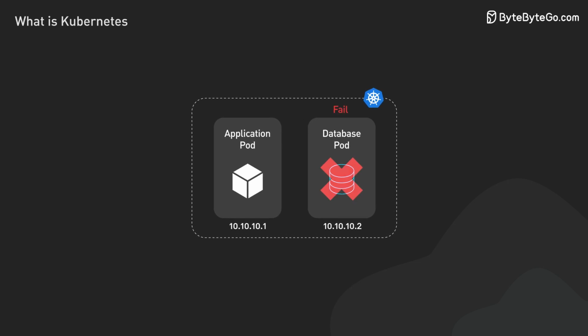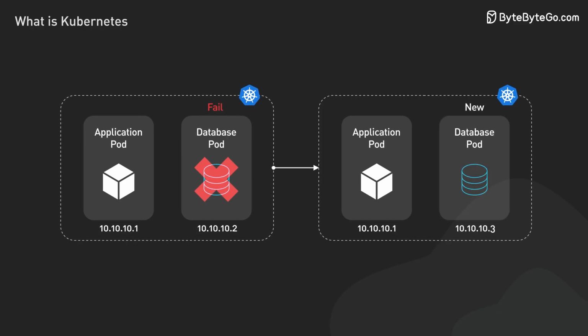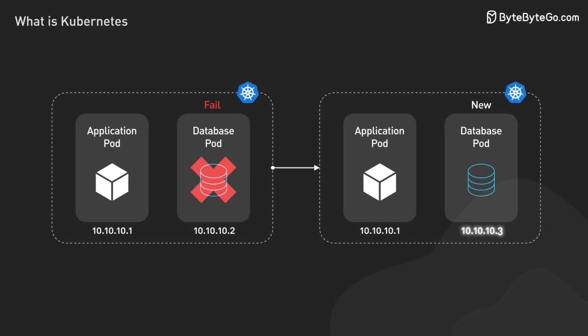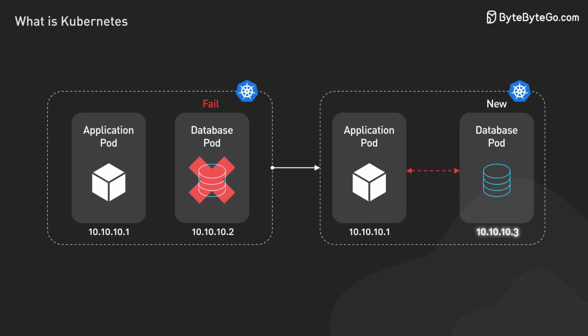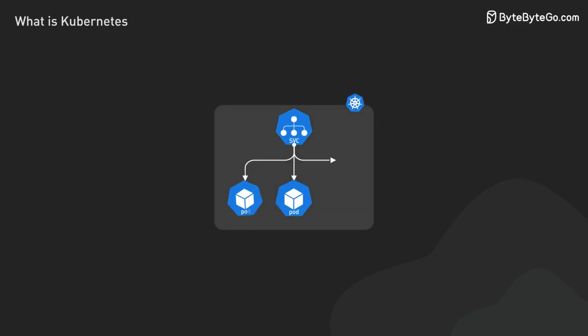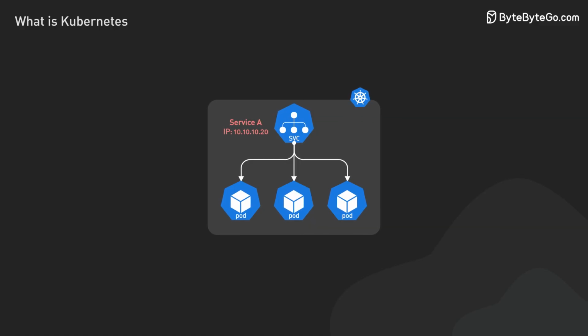If a pod fails or needs to be rescheduled, Kubernetes will automatically create a new one to replace it. However, this new pod might have a different IP address, which can pose a challenge for inter-application communication. To address this, Kubernetes introduced the concept of services. A service provides a stable IP address and DNS name that acts as an internal load balancer for a group of pods.